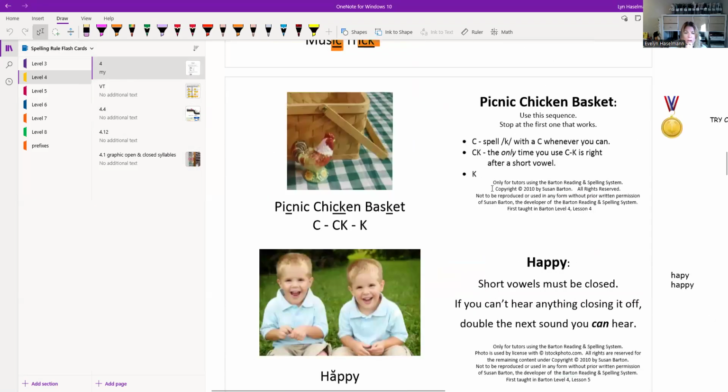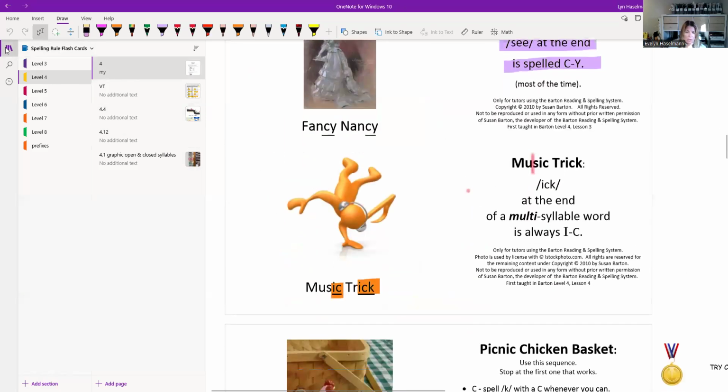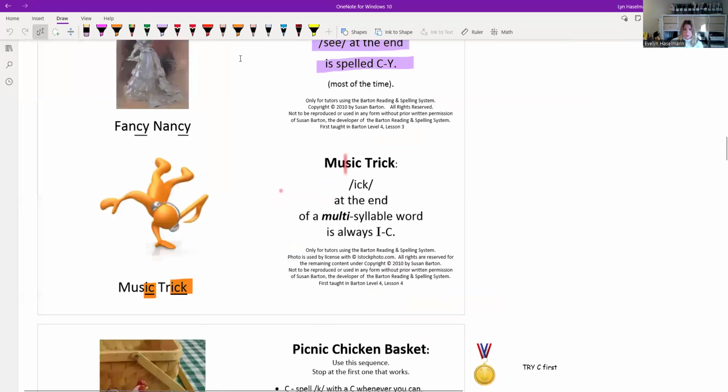The first thing that we learn is actually the music trick rule. We start by teaching them that when they hear ick at the end of a multi-syllable word, meaning more than one syllable, you're going to spell it IC, like in the word music. Trick is one syllable, so we go back to what we would call the milk trick rule for that one. So that is the first thing that our students learn, just simply that one.